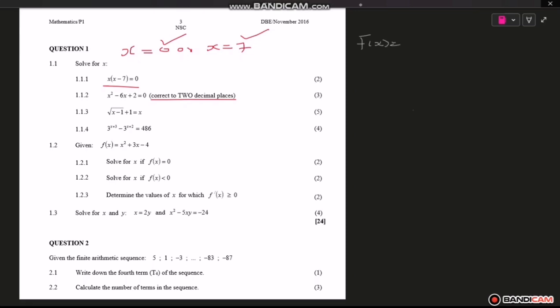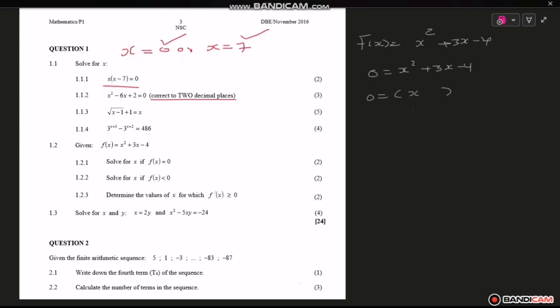f of x equal to x squared, sorry, it's not x cubed. This is not a cubic function, it's a parabolic function. Therefore, x squared plus 3x minus 4. Then they said f of x is 0, meaning where there's f of x, we're going to substitute 0. It's like we're solving for x-intercepts in a way.